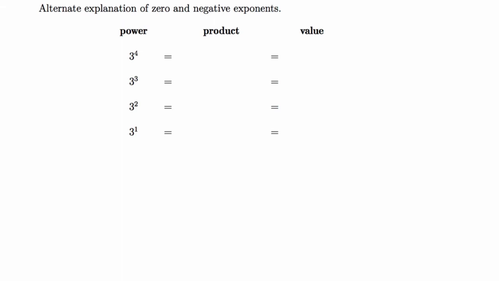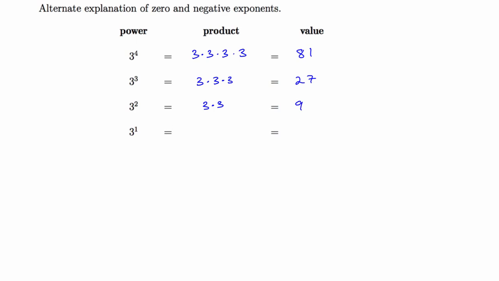So in the left column, we have 3 to the fourth. As a product, this means 3 times 3 times 3 times 3. And the value of 3 times 3 times 3 times 3 is 81. On the second line, we have 3 to the third. As a product, that means 3 times 3 times 3, and as a value, 3 times 3 times 3 is 27. 3 squared as a product means 3 times 3, and we know 3 times 3 is 9.